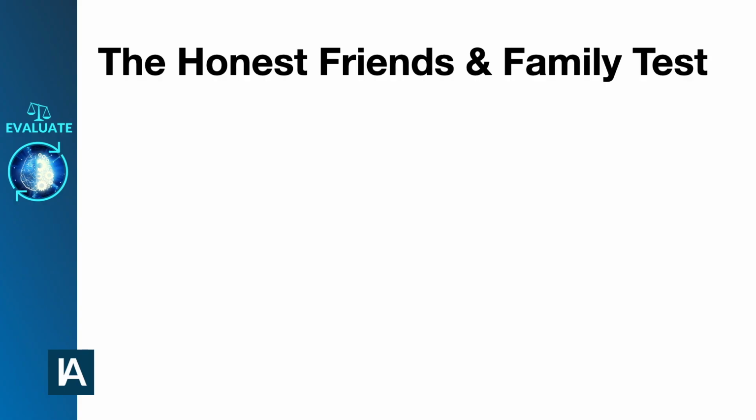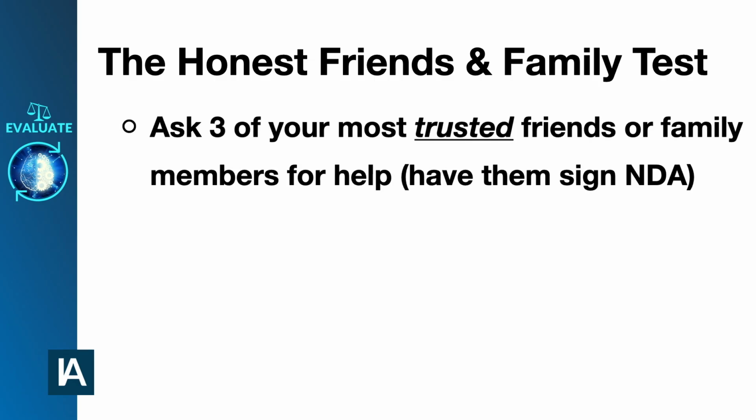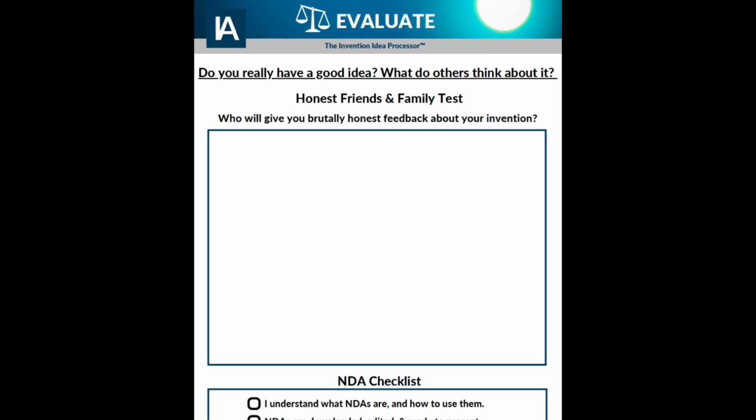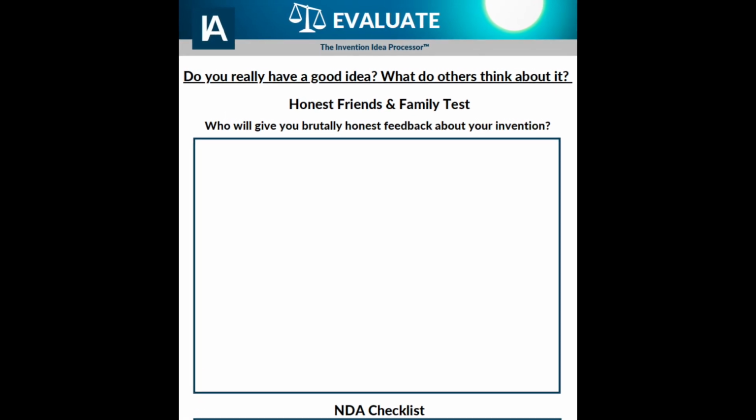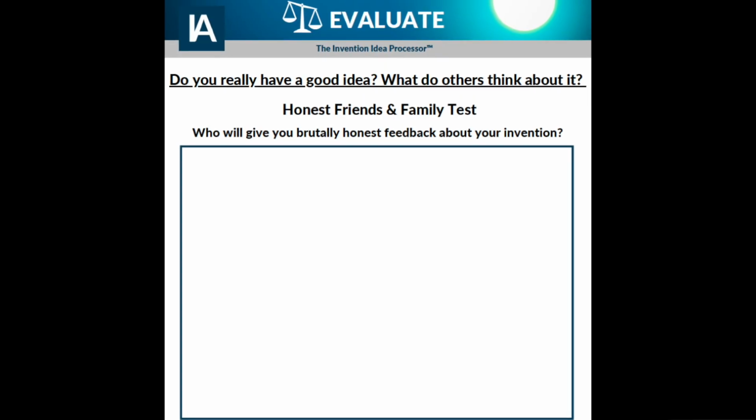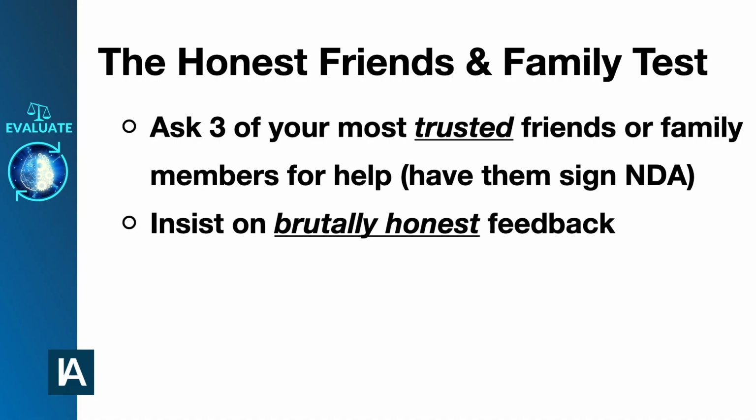So here's how the Honest Friends and Family test works. The plan is to start with 3 or 4 friends and or family members that you deeply trust and ask them for their brutal and honest opinions about your idea. Hopefully you have 3 or 4 people in your life who aren't afraid to be honest with you. So here in the workbook, we can start writing down the names of the people that we might ask for help. Insist on brutally honest feedback.